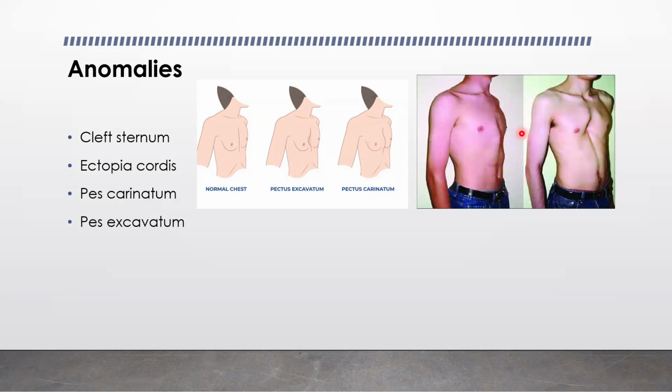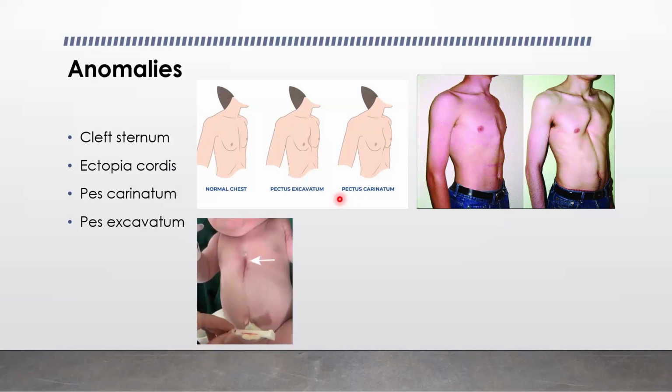excavatum. So the reason is anomalies in development of the sternum. So maybe this one will have overgrowth of the sternum, undergrowth of the sternum, or maybe an issue to do with the ribs, making it to be that way. Yeah, but this is pectus carinatum, pectus excavatum. For the other one, this one you can appreciate, the sternum is there, but they are not fused well.